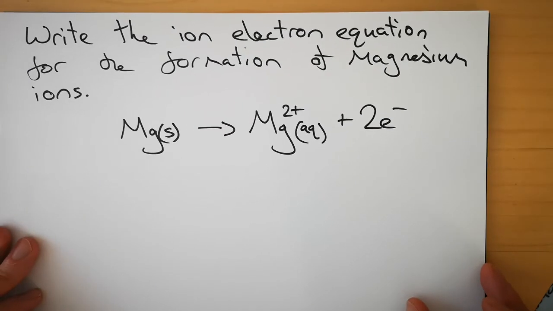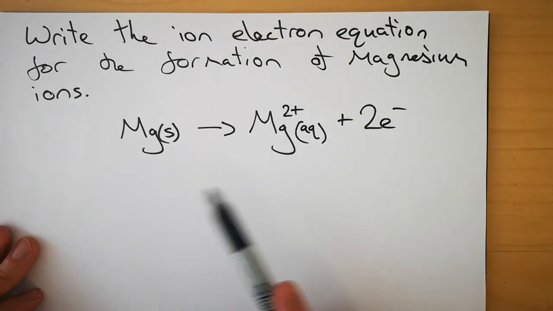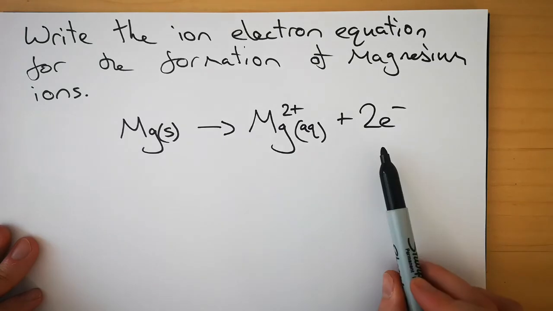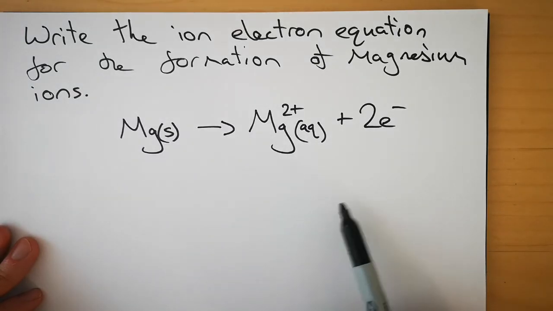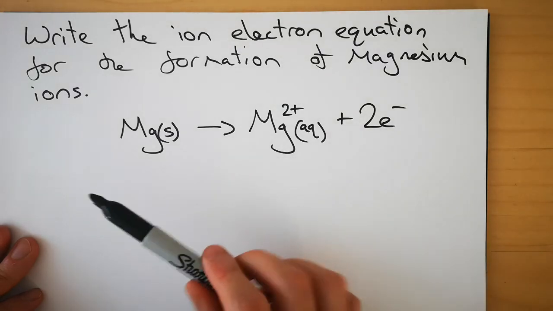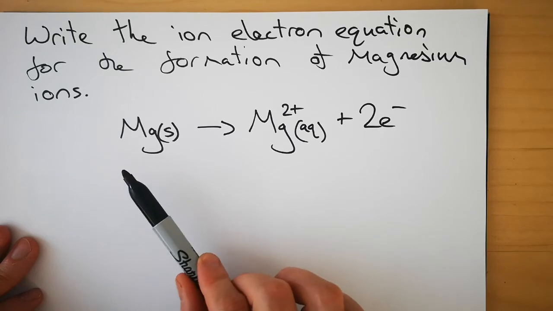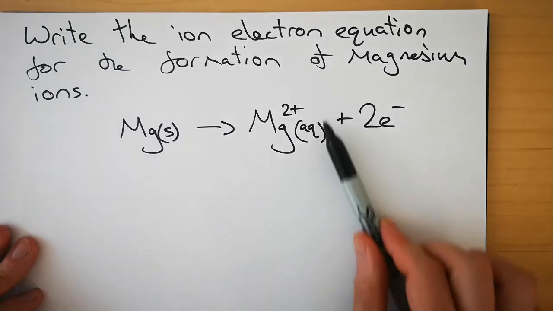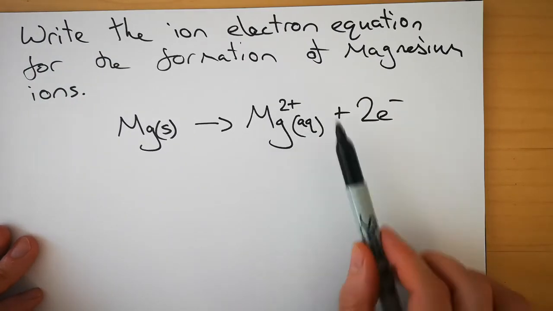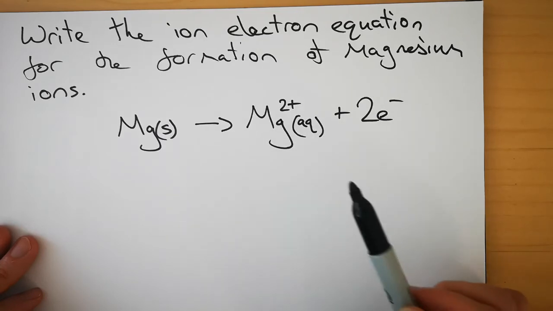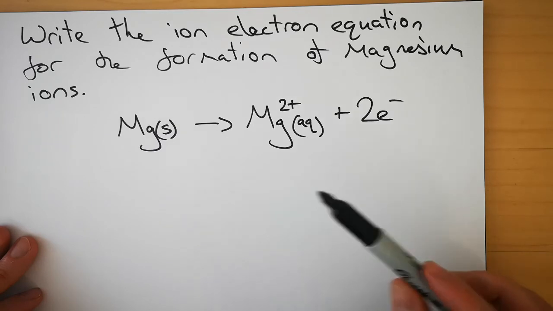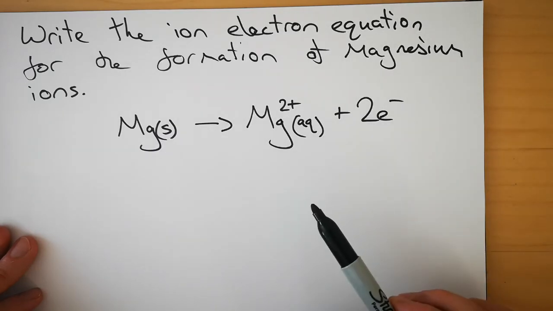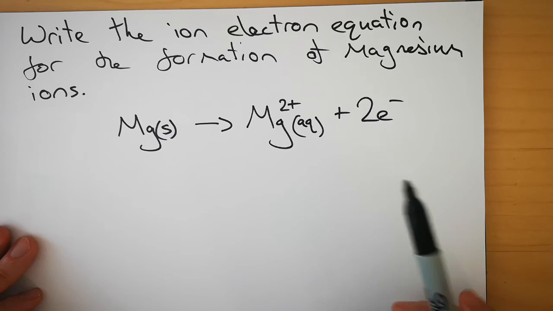So if you were asked to write out the ion electron equation, that's how you would do it, and you would need to include the state symbols as well. Take a look at the element, usually a metal, and take a look at what group it's in. That'll tell you what the charge on the ion should be. If it was in group 3, it would be a 3 positive ion. We'll do questions like this later on as well.